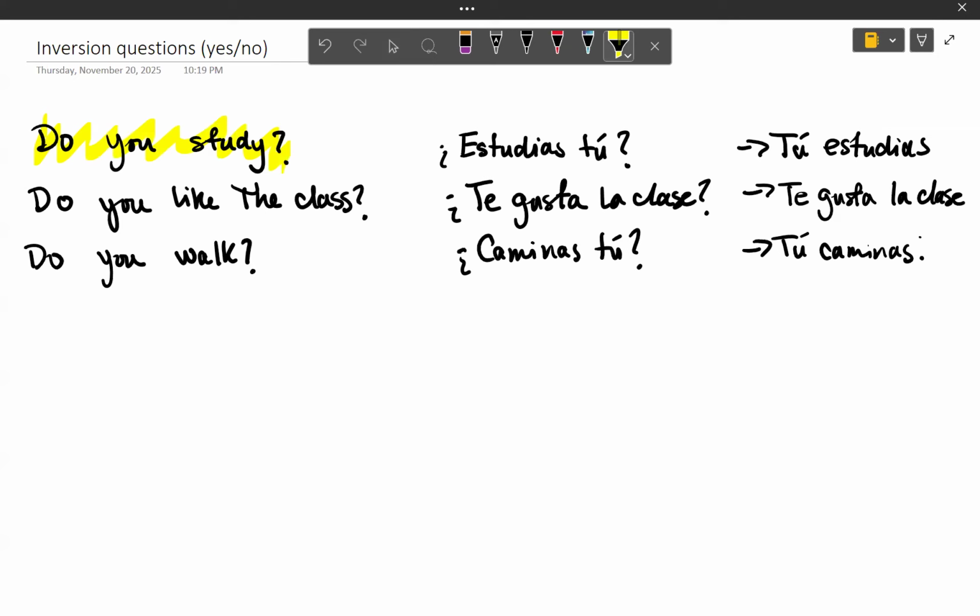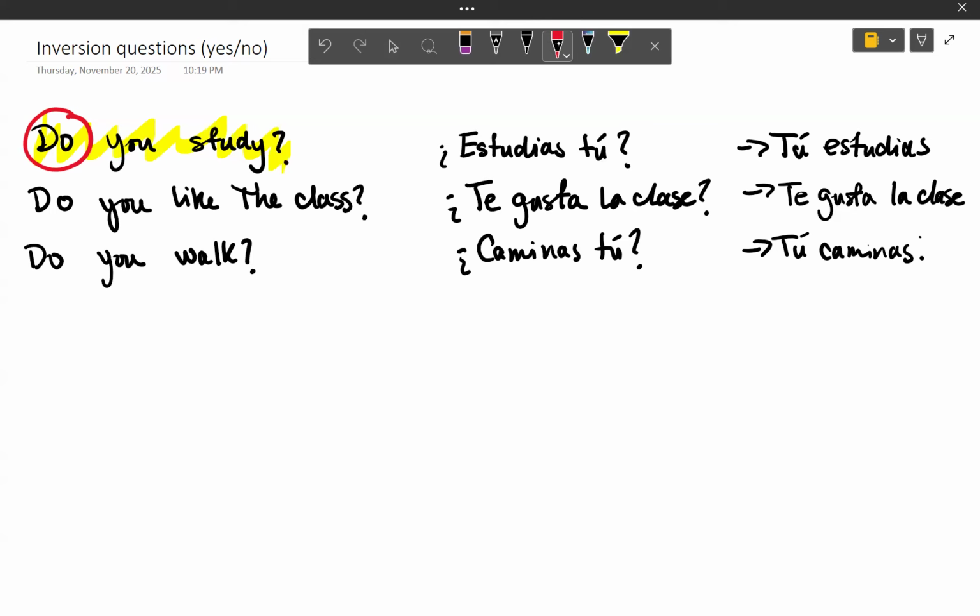Do you study? Yes, I study. Do you like the class? Yes, I like the class. Do you walk? Yes, I walk. So one of the things that sometimes gets us in trouble in English is we have this helper verb called do that does not exist in other languages. We don't have that helper verb.